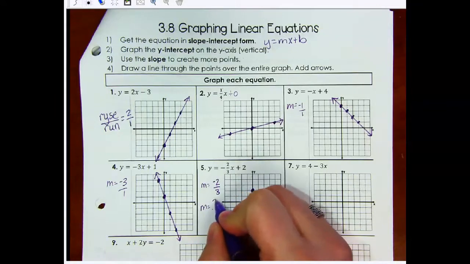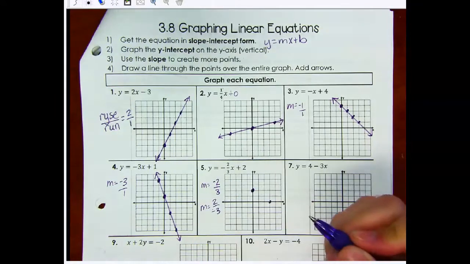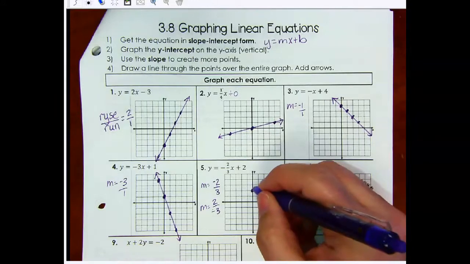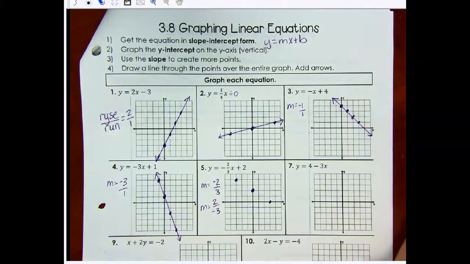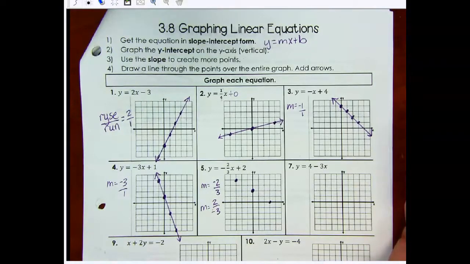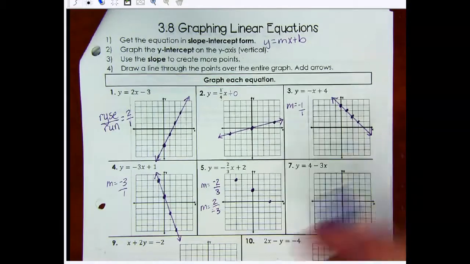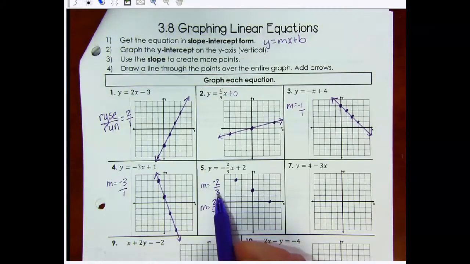Or you could have had 2 over negative 3, which would have meant we went up 2 and left 3. Okay, so you can move that negative to the top or the bottom. Just make sure once you move it, you follow the directions you've given yourself. So this was down 2, right 3. This was up 2, left 3.